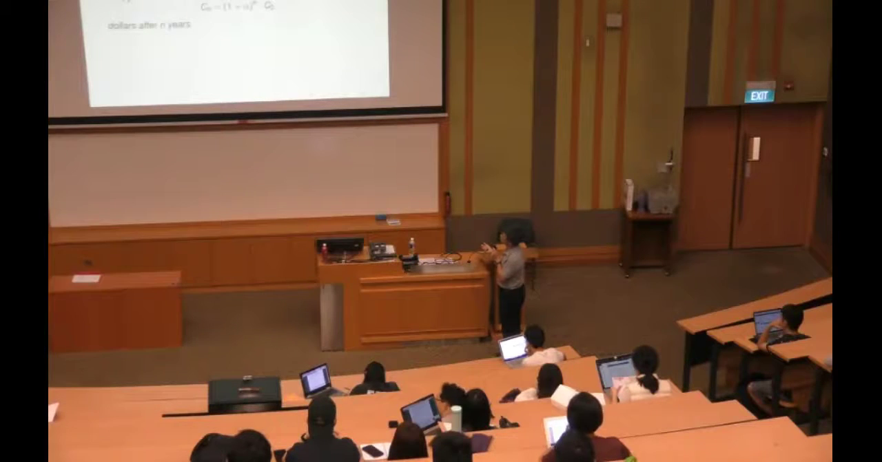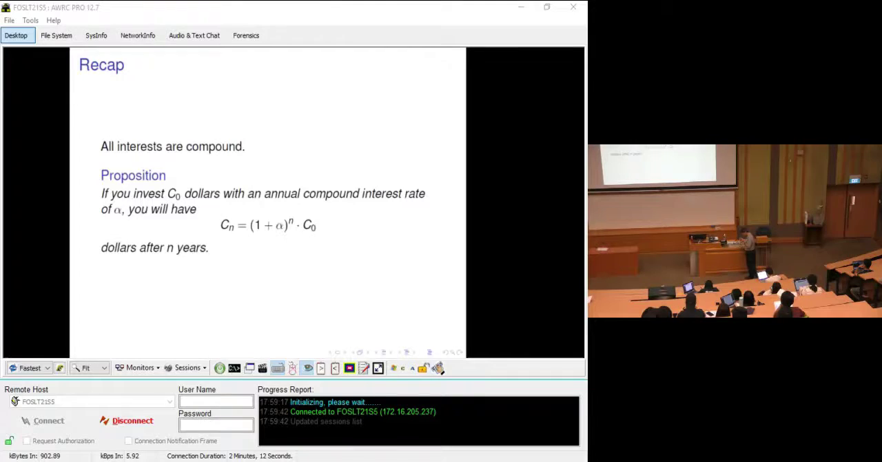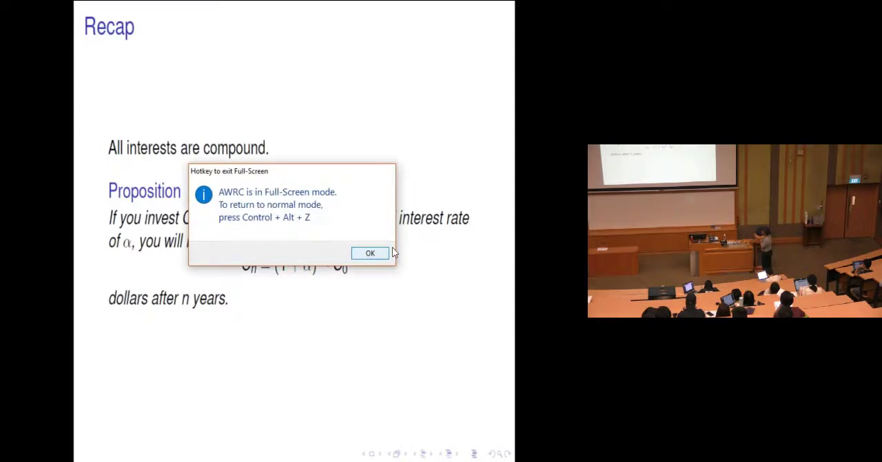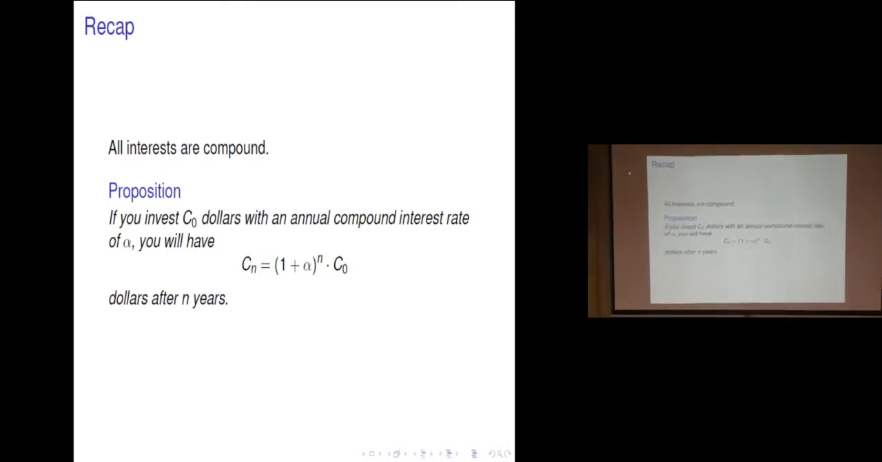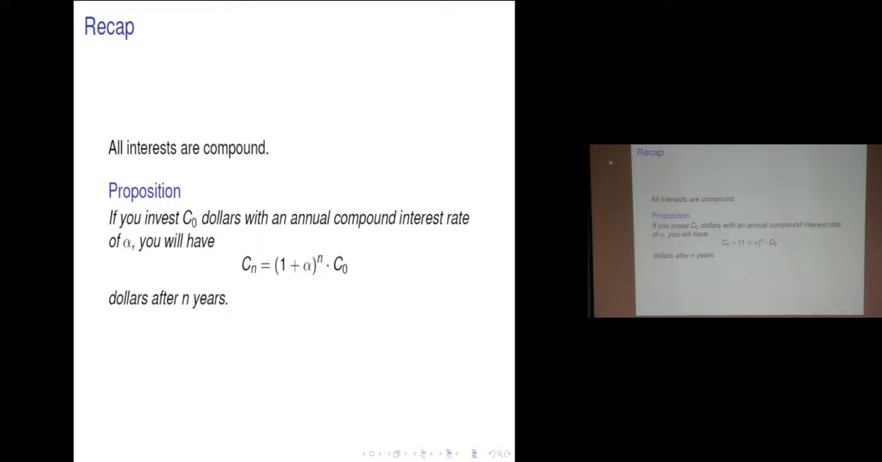This is the main proposition in the topic of money. So let us go through it one more time. It says this: if you invest C0 amount of dollars with interest rate alpha, then you will have Cn dollars after n years. The Cn is calculated in this way: it's 1 plus alpha to the power of n times your initial capital.